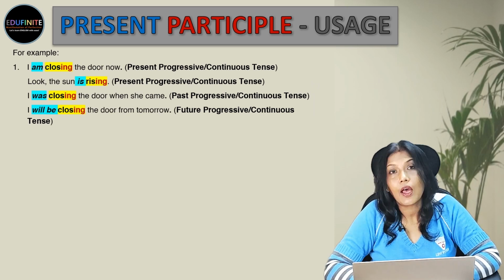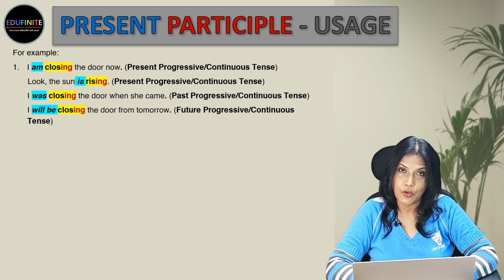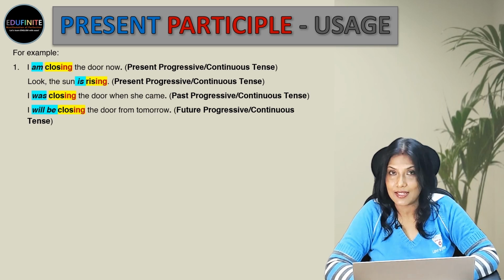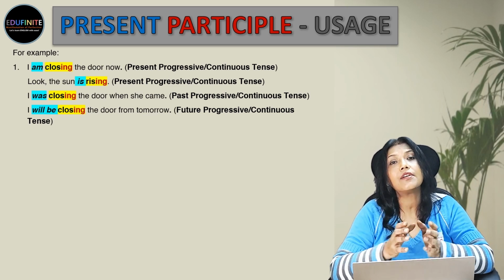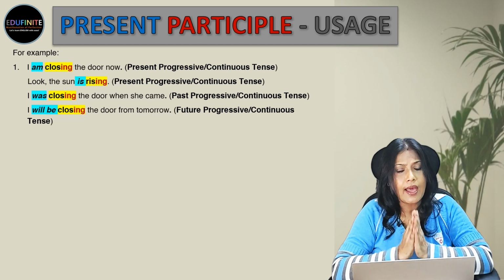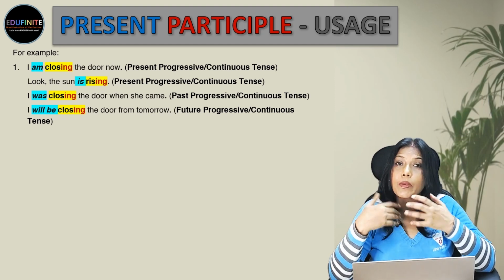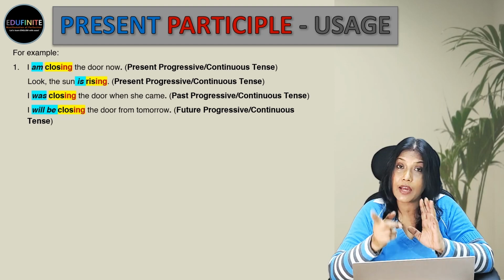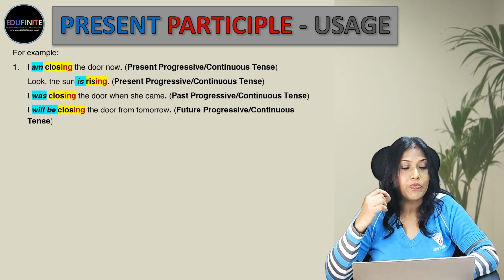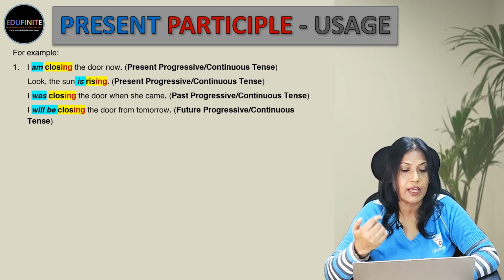Okay, the next one. I will be closing the door from tomorrow. So this is future progressive or future continuous tense, and here the auxiliary is will be, and of course since it's a progressive or continuous tense, we are using the present participle. So will be closing, I will be closing.